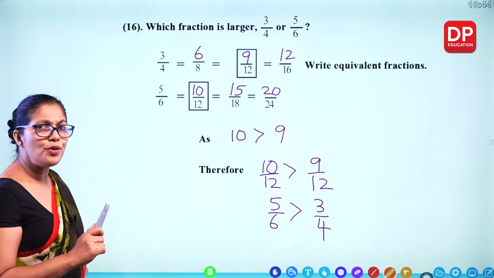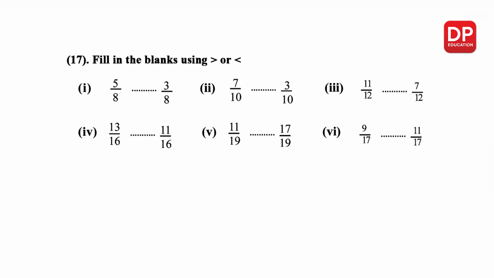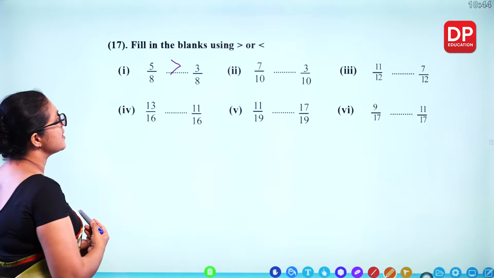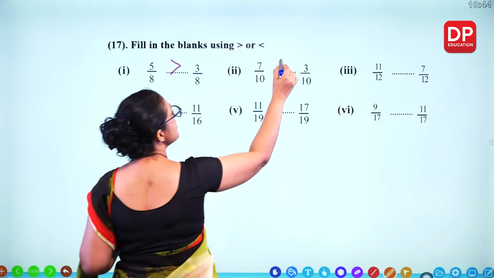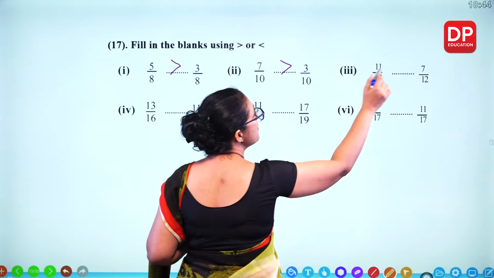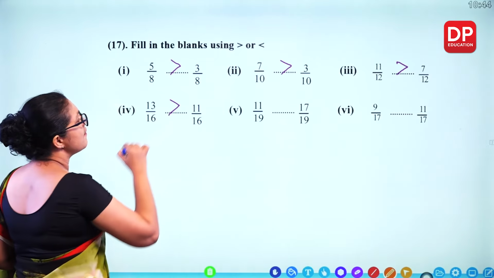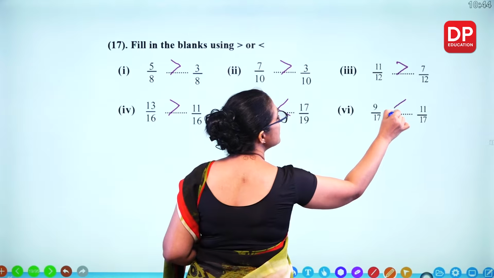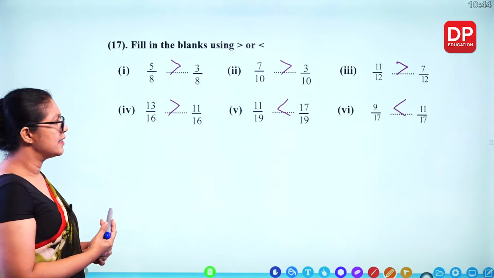So what do we have to do? Find the equivalent fraction. Fill in the blanks using the greater than or less than sign. Same denominator, 5 is bigger, so this is greater. Here also same denominator, 7 is bigger. Same denominator, 11 is bigger than 7. 13 is bigger than 11. 17 is bigger than 11 and 11 is bigger than 9. So, same denominator we can find.